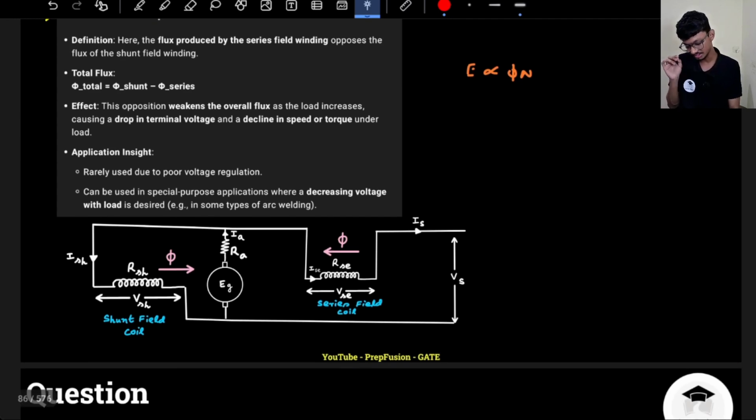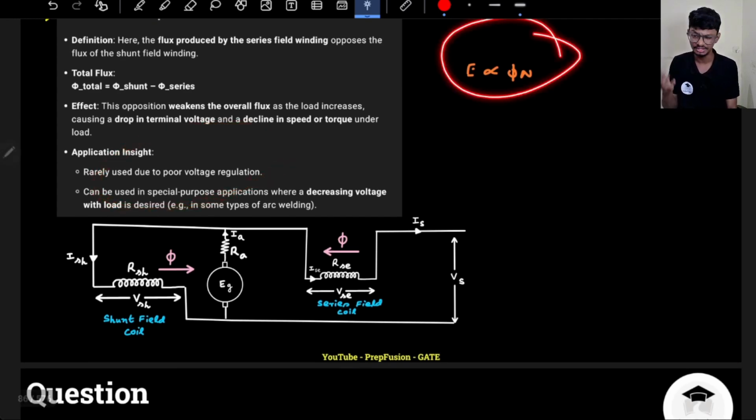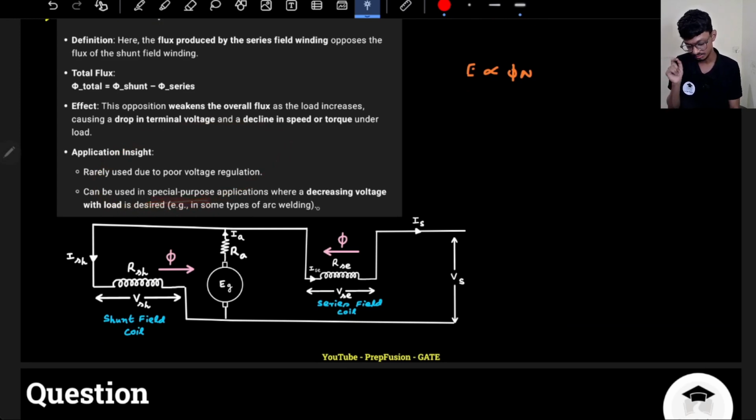It is not generally used because it has poor voltage regulation, because for a generator the voltage will reduce. It can be used in special purpose applications where decreasing voltage with load is desired.